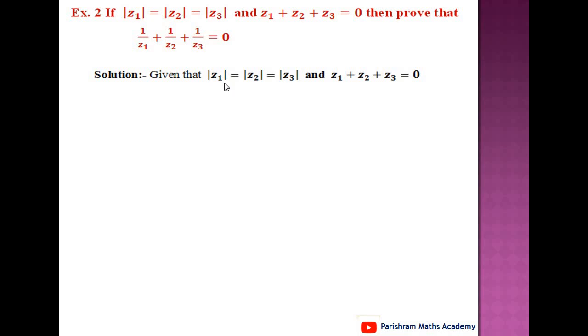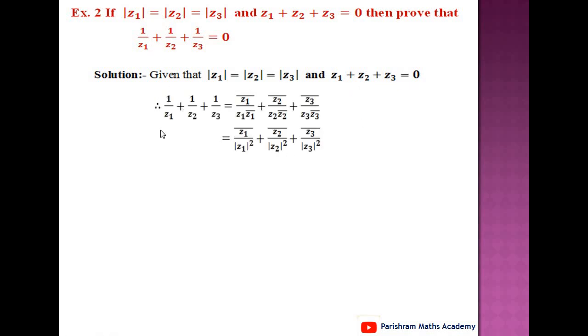Solution. First given that mod z1 equal to mod z2 equal to mod z3 and z1 plus z2 plus z3 equal to 0. And therefore 1 upon z1 plus 1 upon z2 plus 1 upon z3 equal to, first multiply and divide the first term by z1 bar. Therefore z1 bar upon z1 into z1 bar. Multiply second term, multiply and divide by z2 bar. Therefore z2 bar upon z2 into z2 bar. Similarly z3 bar upon z3 into z3 bar.